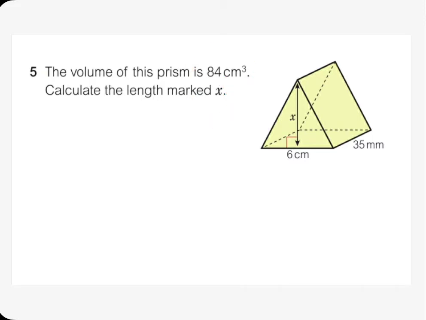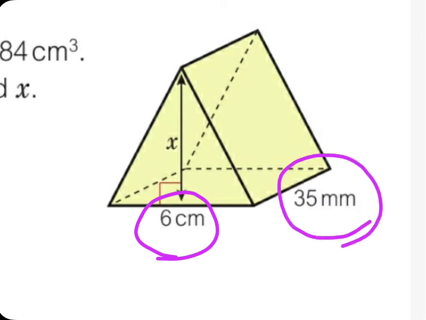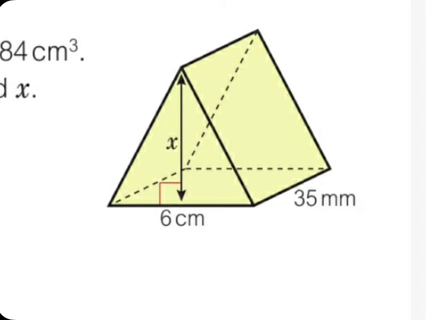Before we start, we have to take a look at the prism. Now in this prism we have 6 centimeters here, but in the length we have 35 millimeters. What do we do before we start? We have to use the same units. Very good. So to use the same units, we have to turn 35 into centimeters. How do we turn 35 millimeters into centimeters?